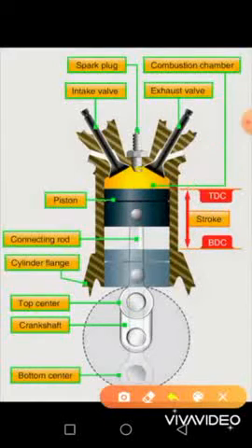Now total volume. What is total volume? Assume the piston is at BDC position, means this position. The volume above the piston in the cylinder is known as total volume. That is the volume of the cylinder above the piston when the piston is at BDC is known as total volume.